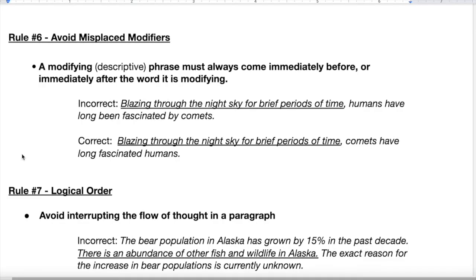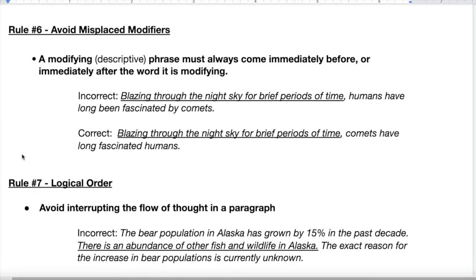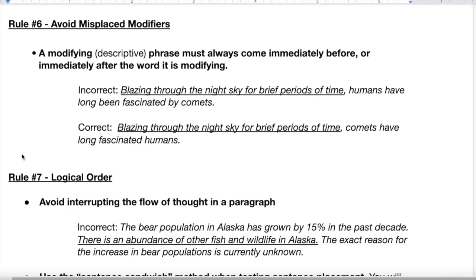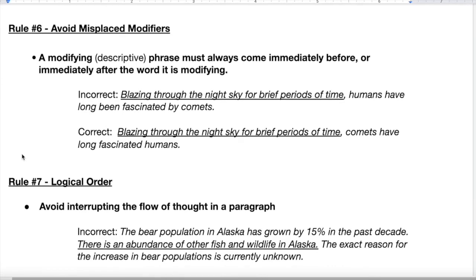All right, rule number 6. This is a funny rule. It's one of my favorites. They tested it a healthy amount, actually. It's tough to catch, though. Go ahead and read rule number 6.